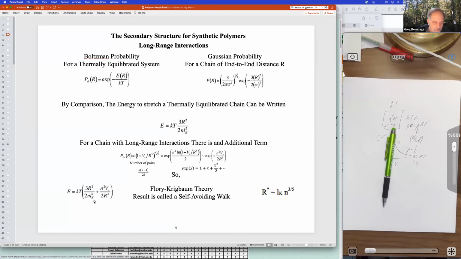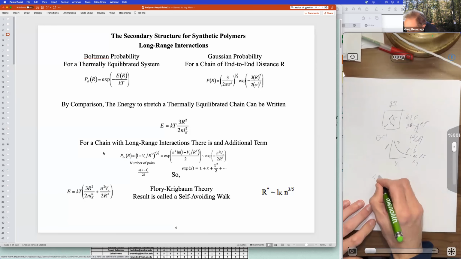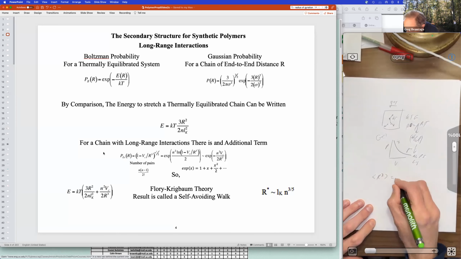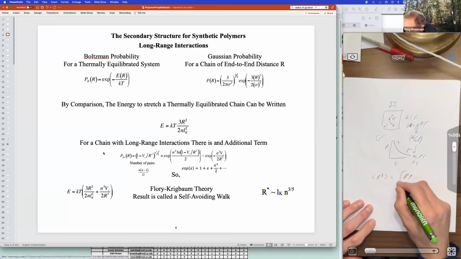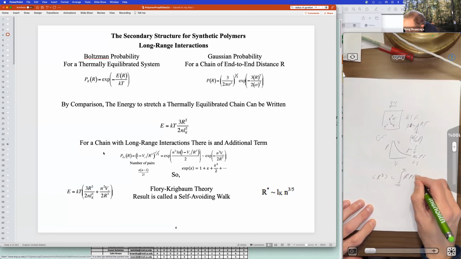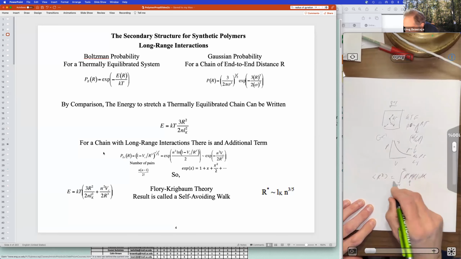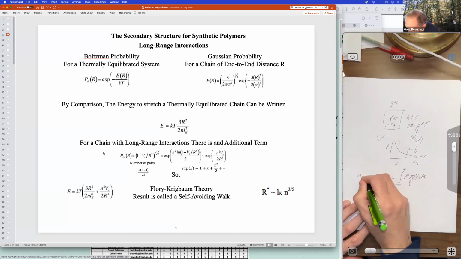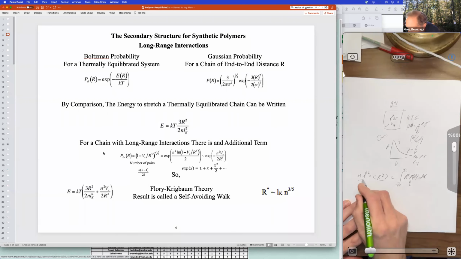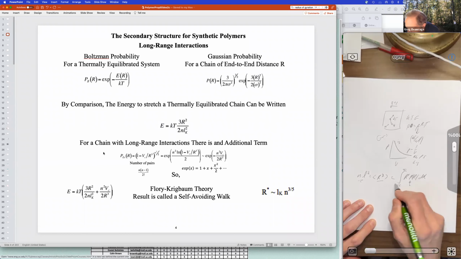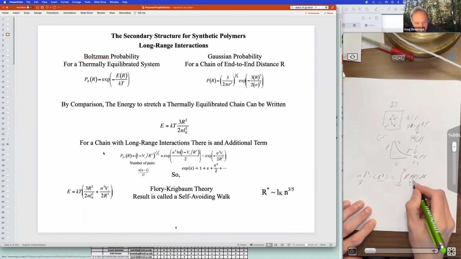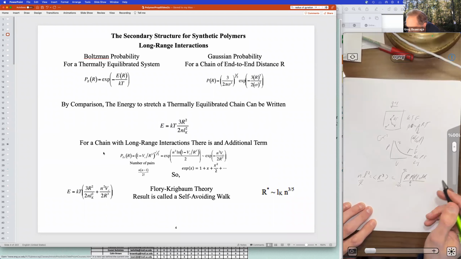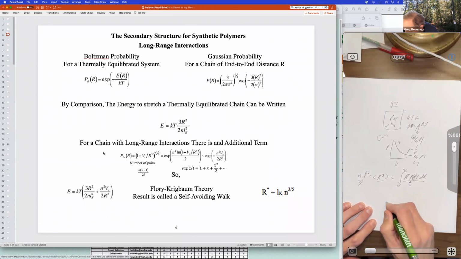And then basically, if you have that energy, in order to get R squared, you get that from the probability function times R squared, integrated from minus infinity to infinity, this being the Gaussian probability function, dr. That gives you the average R squared, which we found out was NL squared in the case of a Gaussian chain. Here it's not going to be NL squared because P of R isn't that exponential, and this integral can't be solved. So our Gaussian looks like that.